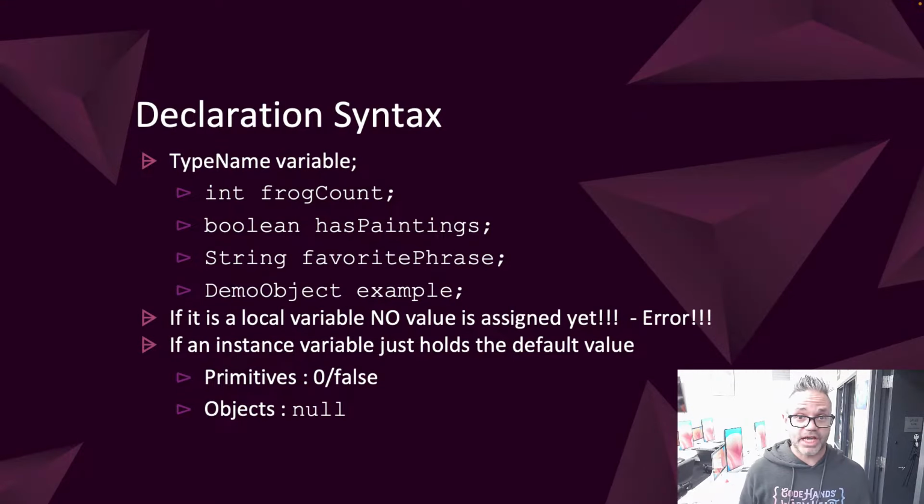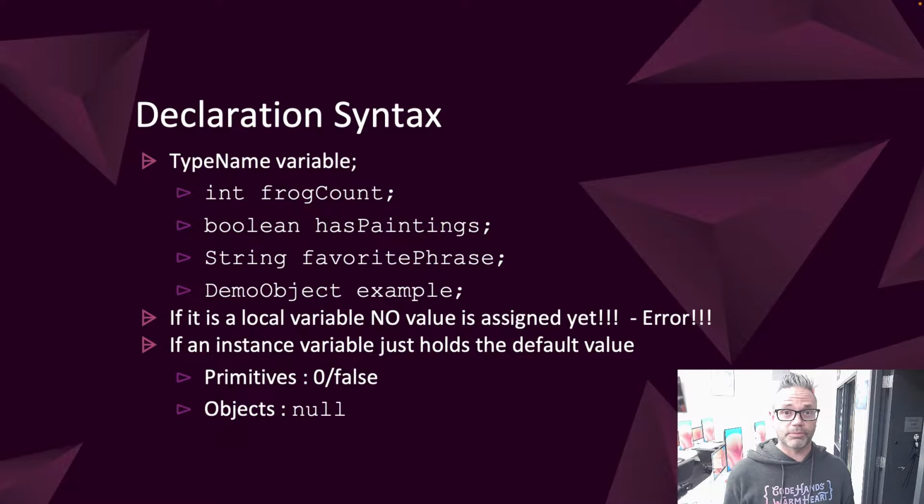First thing we have is the declaration syntax. This is when we're trying to make a variable inside our Java program. So the basic structure is type, name, and then variable and a semicolon. As you can see right here, we have some examples with int frogCount, boolean hasPaintings, String favoritePhrase, and DemoObject example. We're using the camel case notation where we have the lowercase first part of the word and then our second and following words are all capitalized so we can easily read this. And it's just the type and then the name. And so we'll use the name as we're declaring a variable.